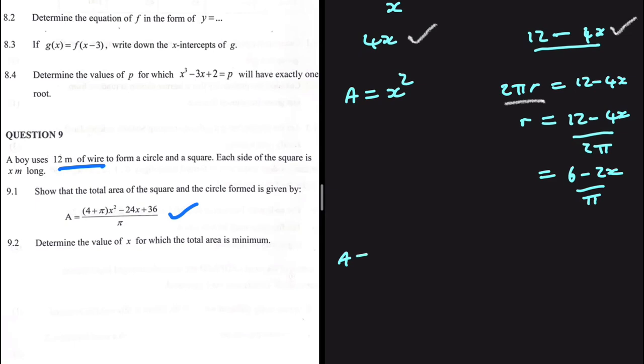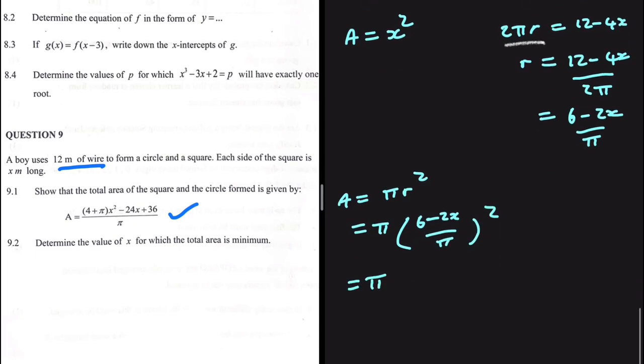So the area of the circle will be pi r squared. So we're going to have pi multiplied by the radius, which is 6 minus 2x divided by pi, squared. This will be equal to pi multiplied by 6 minus 2x squared: 6 multiplied by 6, that is 36. 6 multiplied by minus 2x, that is minus 12x. You multiply that by 2, you get minus 24x. And then minus 2x multiplied by minus 2x, we're going to get plus 4x squared. Everything divided by pi squared.